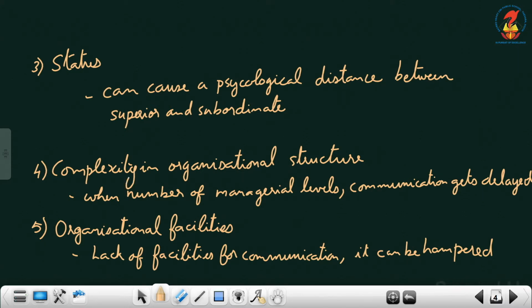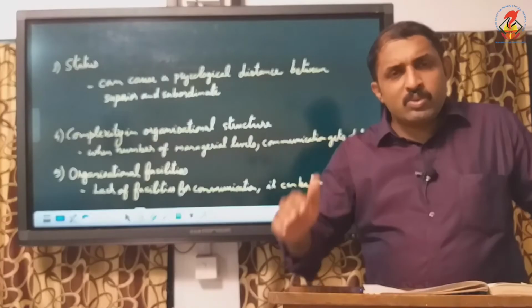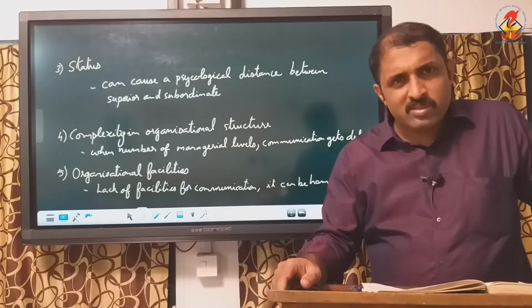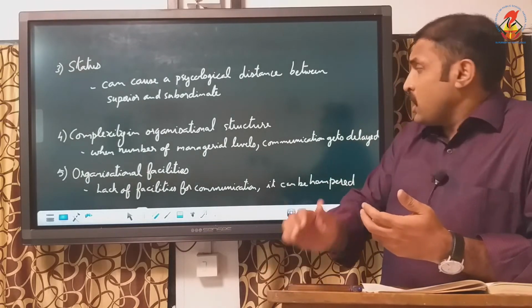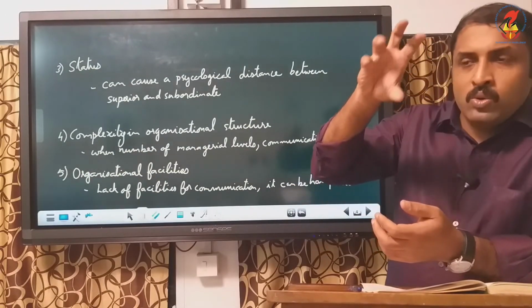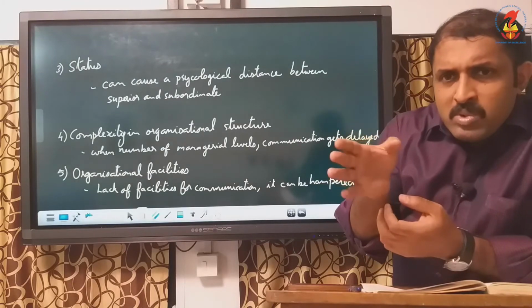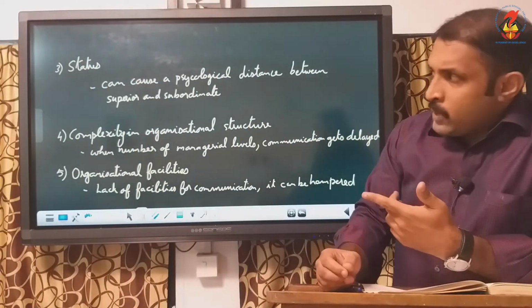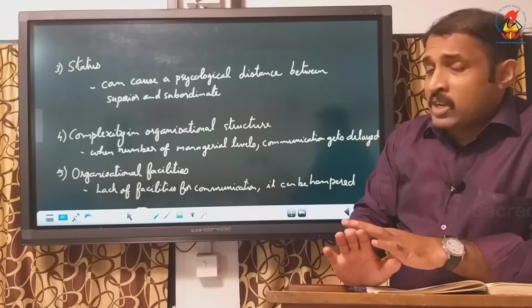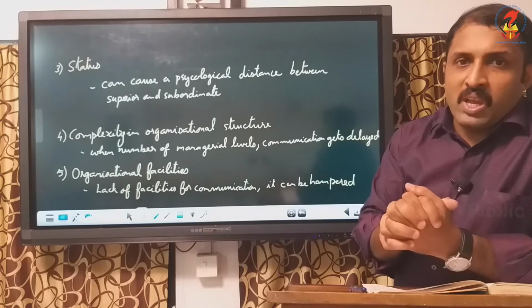Complexity in organizational structure. Now, if the organizational structure, the superior-subordinate levels that are decided, has too many levels, it becomes complex. There is a chance that communication can get delayed because it has to be communicated to all levels, and at the same time there is a chance that the message can be distorted, scattered, because it has to go through a number of levels. So that is also a problem. When the organizational structure is complex or very large, communication becomes difficult.